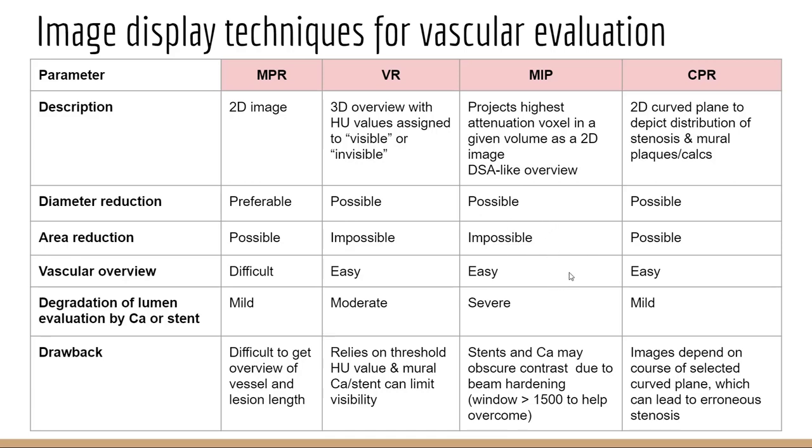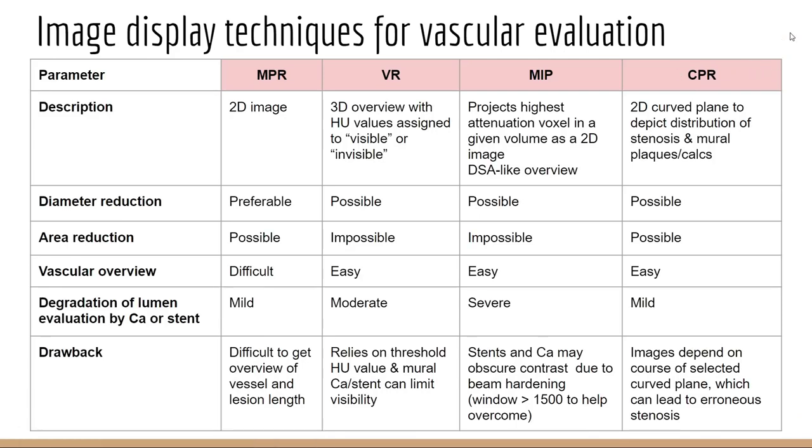Area, I'm not going to talk about. It provides a nice vascular overview, just like a DSA does. Unfortunately, with the MIPS, you get the worst degradation of lumen, so I don't usually use them. I'll show you an example shortly. And again, stents and calcifications are a big drawback, so anything with a high attenuation can obscure intravascular contrast due to this beam hardening. One way to overcome this issue is to use a high window to help with the contrast.